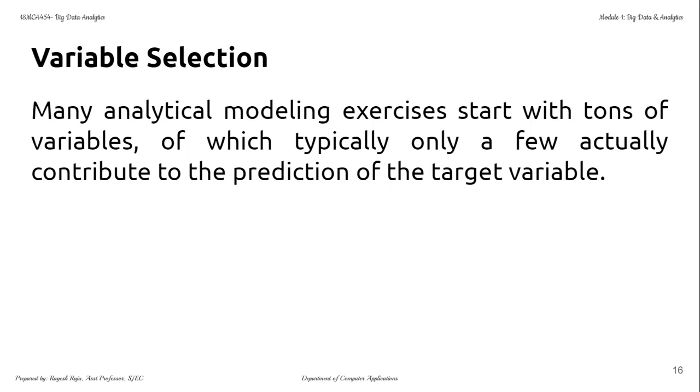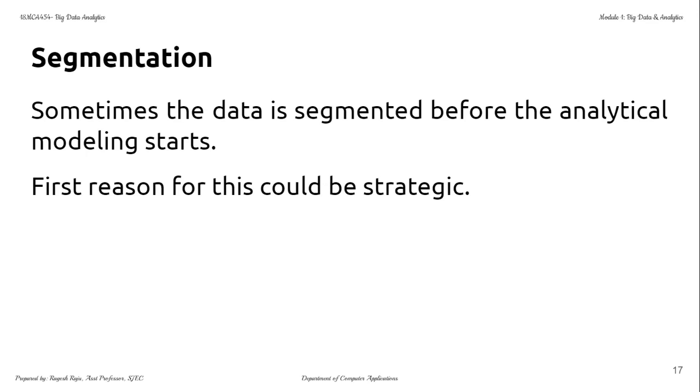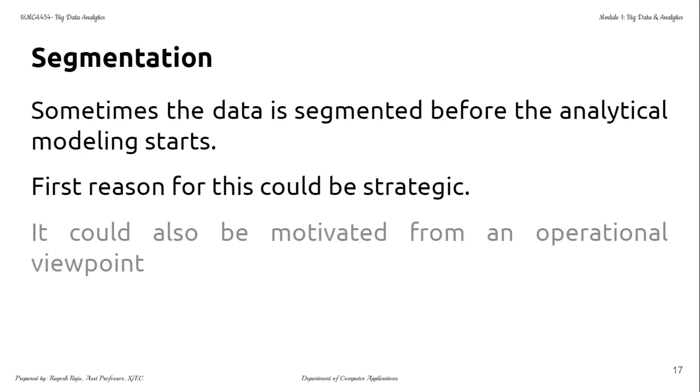And the last set of operation what we do is called segmentation. The segmentation, most of the time, is done well before the analytical modeling starts. There may be multiple reasons for segmentation. The first reason may be that it could be strategic. For example, the banking organization might adopt some special strategies for a specific set of customers. So this segmentation can be done because of a strategic reason, or it can be because of an operational viewpoint.